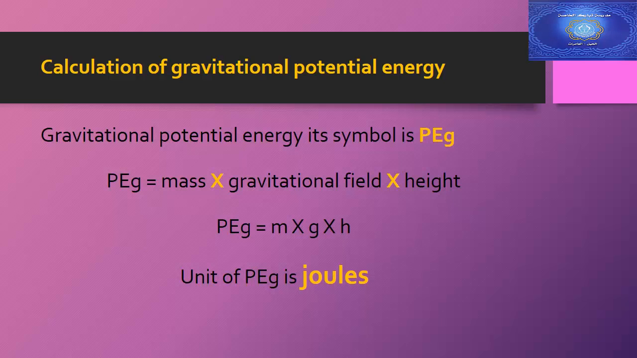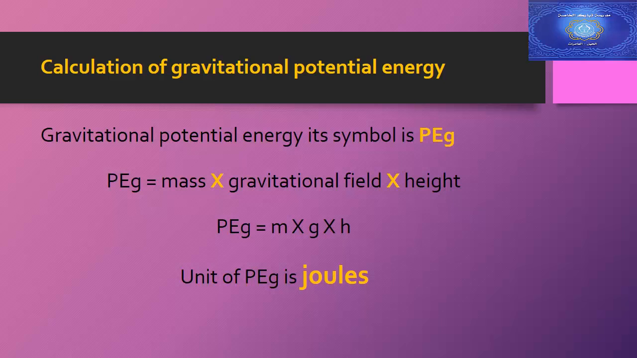Calculating gravitational potential energy. Gravitational potential energy takes the symbol PEG. Letter P refers to potential, E refers to energy, G refers to gravitational. So PEG means gravitational potential energy. Gravitational potential energy can be calculated by using this formula, which is mass times the gravitational field strength times height. So PEG equals m times g times h.